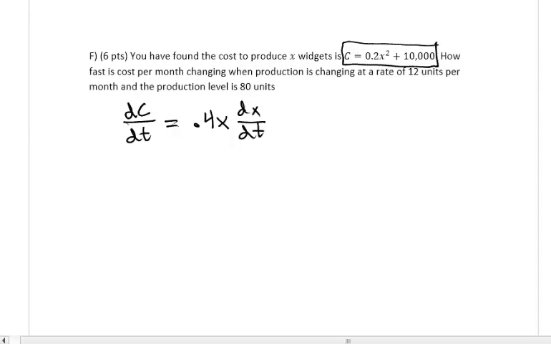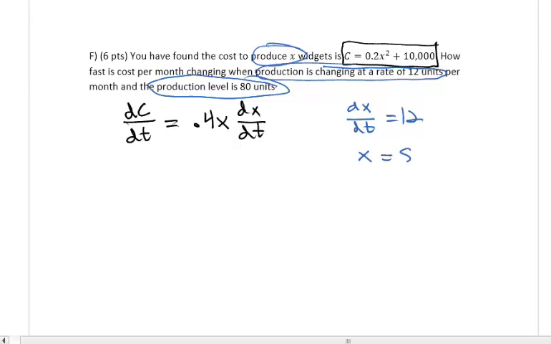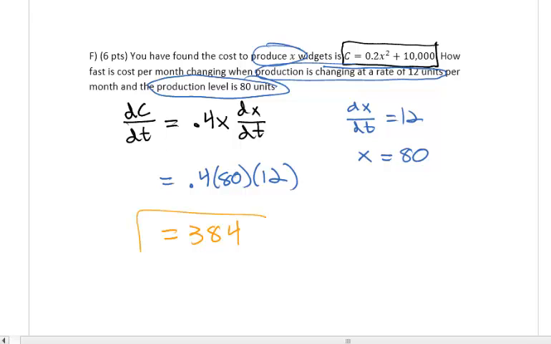Then plugging in what we know, production is changing at a rate of 12 units, and production is x, and it's the change on x, dx dt is equal to 12. The production level is 80 units, so x is actually equal to 80. And so we have 0.4 times 80 times 12, and when we multiply all of that out, we have 384. So the cost is changing $384 per month.